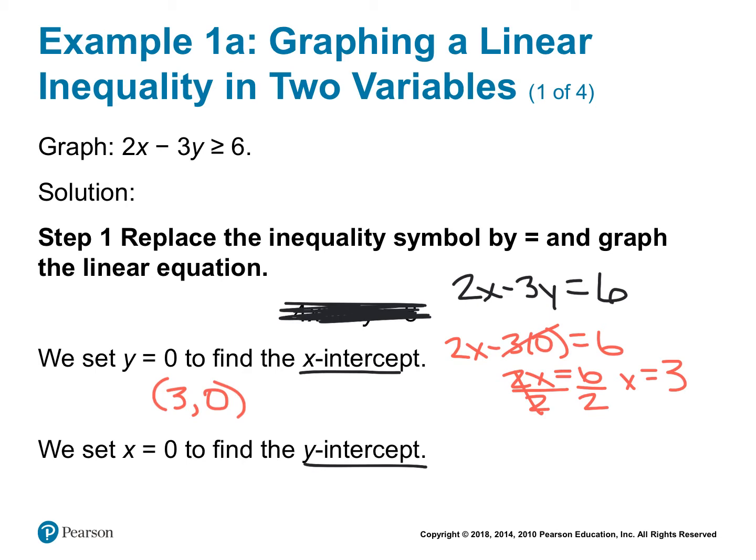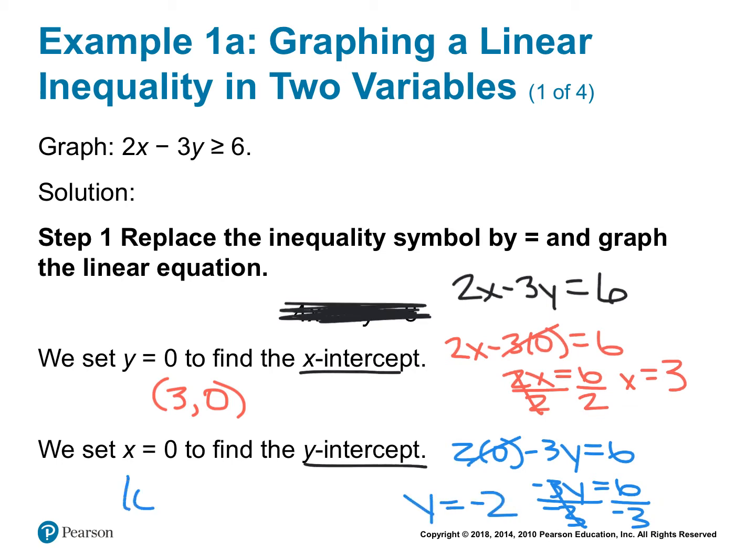And our y-intercept is when the x is 0. So we'd have negative 3y equals 6. Divide by negative 3, and you get y equals negative 2. So when the x is 0, the y is negative 2, and that gives us the y-intercept. Then we'll be able to put those on a coordinate plane to help us graph.